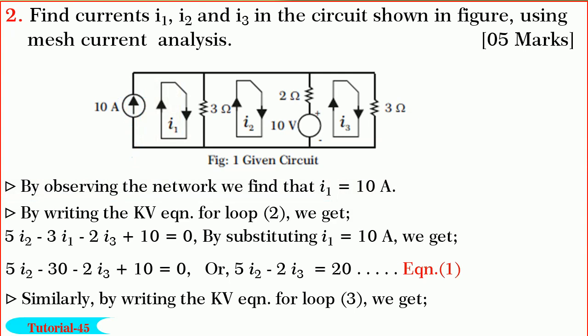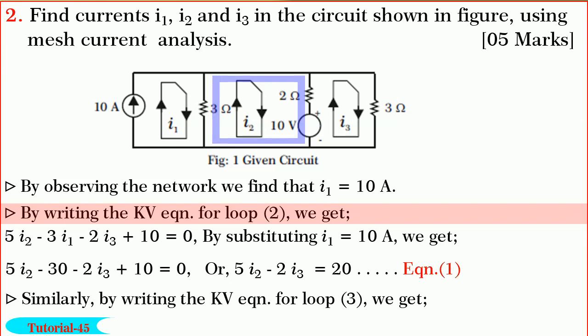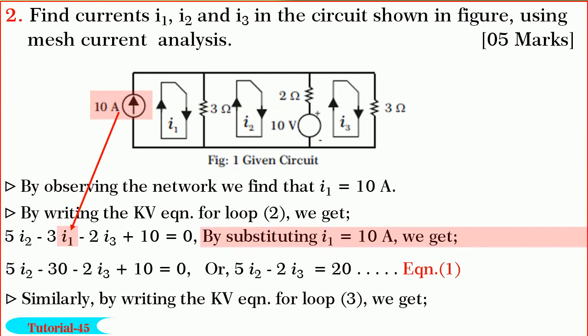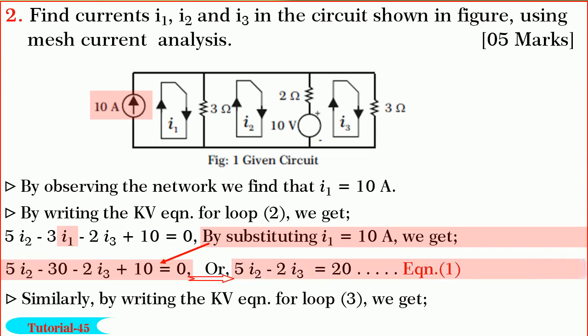So, we need to write balance equations for the other two loops, 2 and 3. By writing Kirchhoff's voltage equation for loop 2, we get 3 plus 2, which is equal to 5I2 minus 3I1 minus 2I3 plus 10 is equal to 0. By substituting I1 equal to 10 ampere and solving, we get 5I2 minus 2I3 equal to 20. Let it be equation 1.